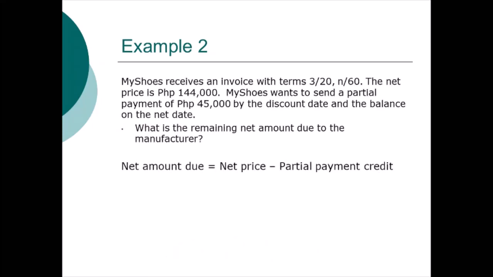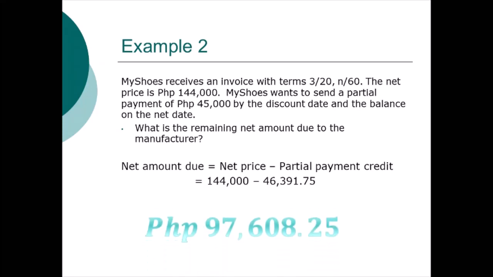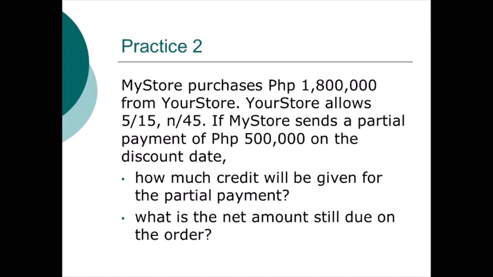What is the remaining net amount due to the manufacturer? The net price is 144,000 minus the answer we had in the previous slide, and the answer is 97,608.25 cents.